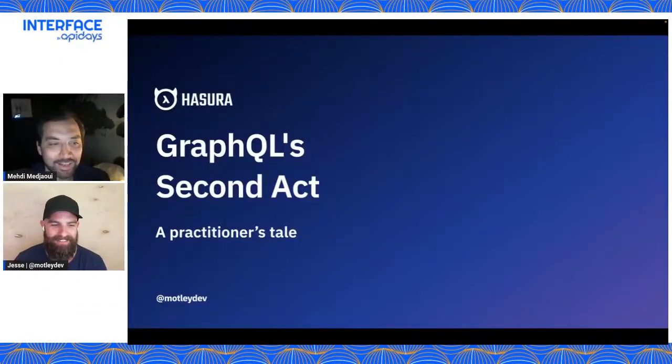Hey, Mehdi, how's it going? Yeah, I said one of the biggest advocates, right? But you've done your part, right? So it's important to notice it, with conferences and with events and with content. So yeah, we're really glad to have you for GraphQL's second act, A Practitioner's Tale. Thank you very much.